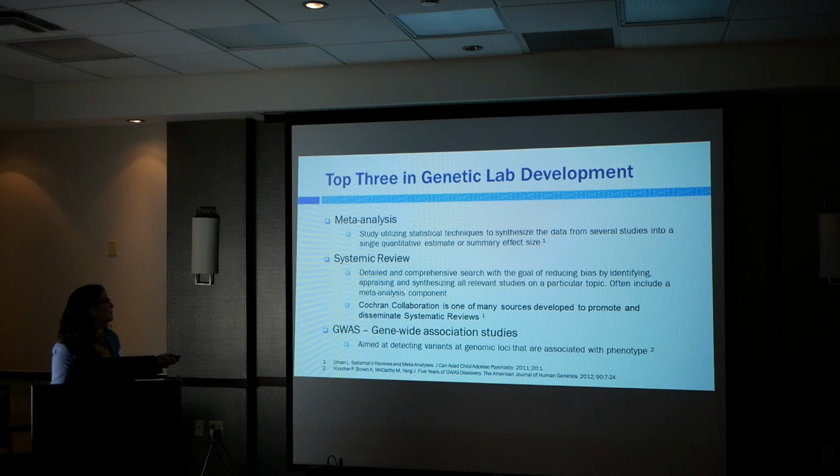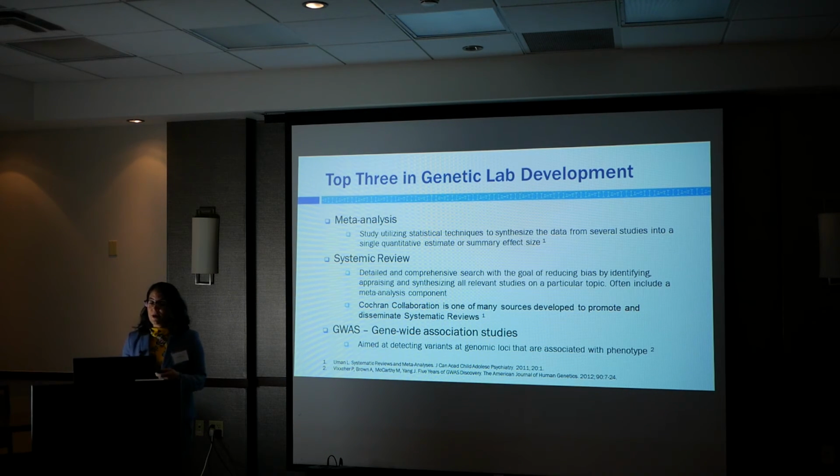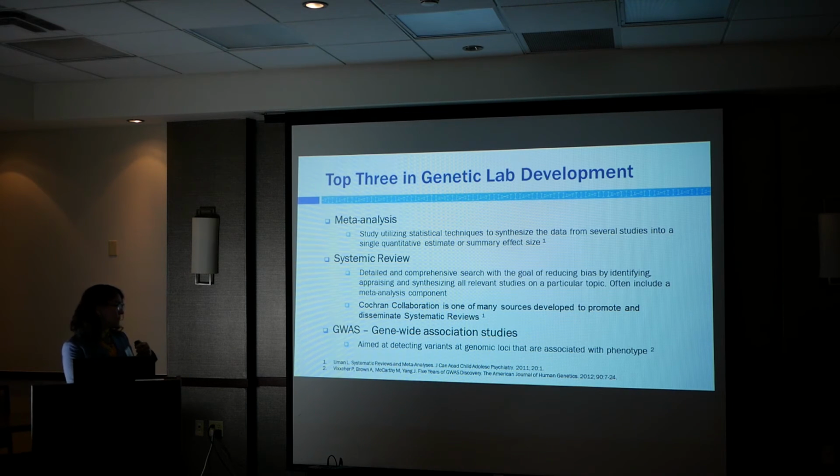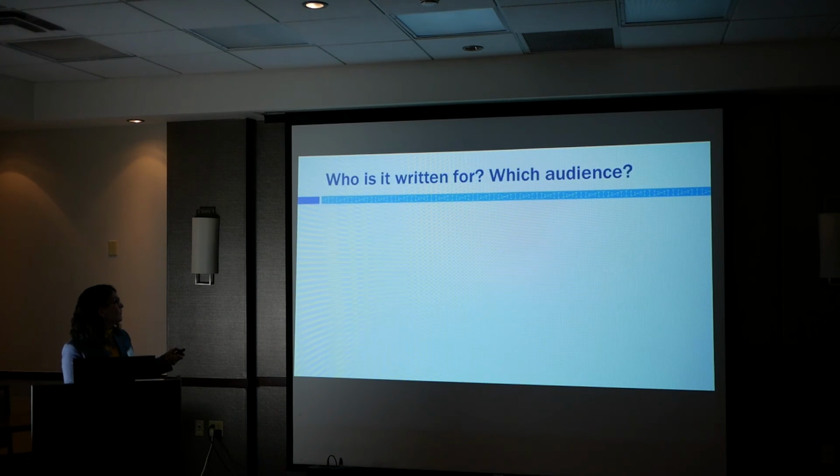And then a systematic review usually incorporates part of a meta-analysis. This is going to be a comprehensive search with the goal of reducing bias. And then the Cochrane Collaboration is one of the many sources developed to promote and disseminate systematic reviews. So Cochrane, I'm sure you can look at their research online, and that's a good resource. And then genome-wide association studies, or GWAS, that Dr. Kashi was talking about, those are aimed at detecting variants at genomic loci that are associated with phenotype. They're usually really large studies looking at a wide population, and that gives us a great deal of information.